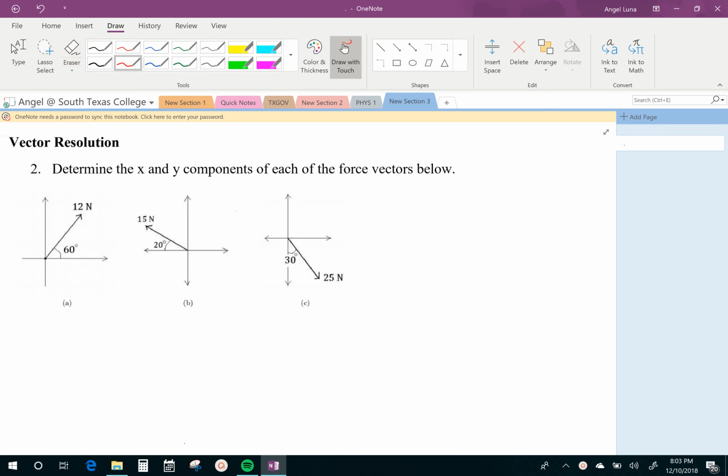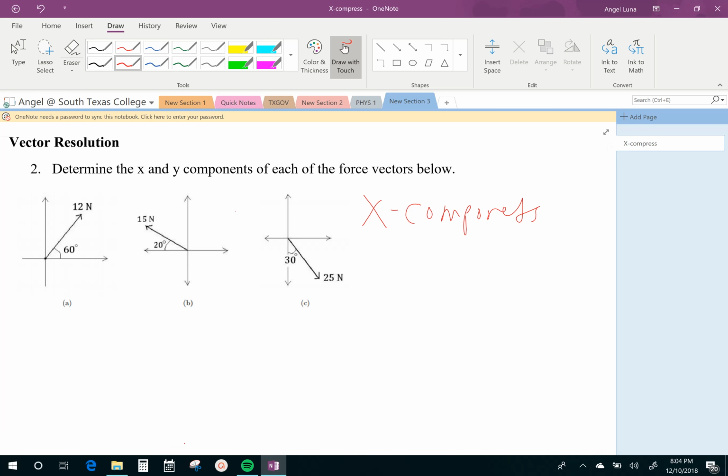Okay, so for this problem, we're going to find the x and y components of the force vectors for A, B, and C. We'll start off with A. This one's fairly easy. Looking for x components. Essentially, what we have to do is pretty much just get the magnitude of the vector multiplied by the cosine of the angle.